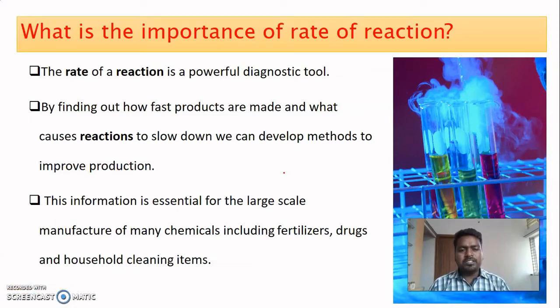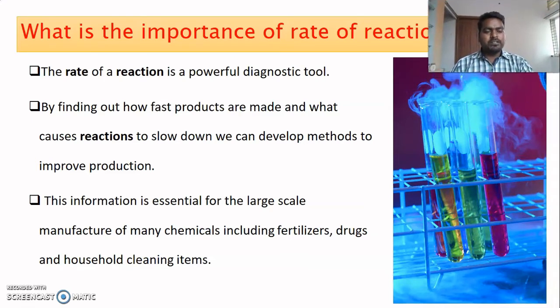So as I told in the beginning, the rate of a reaction is very important. It is an integral part of research and chemical analysis nowadays, because it's a powerful diagnosing tool. Because you know, in the human body, if anything happens, we are going to do some screening test, like some MRA and other diagnosing tests we undergo.